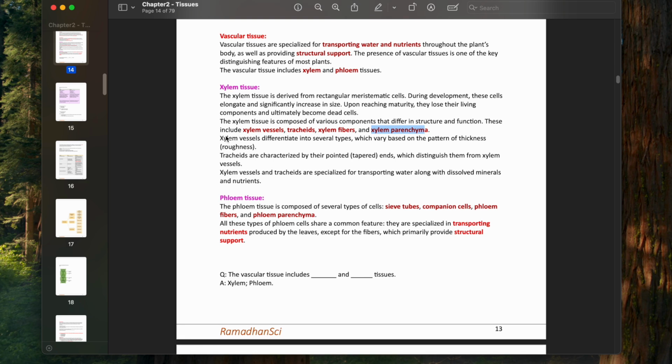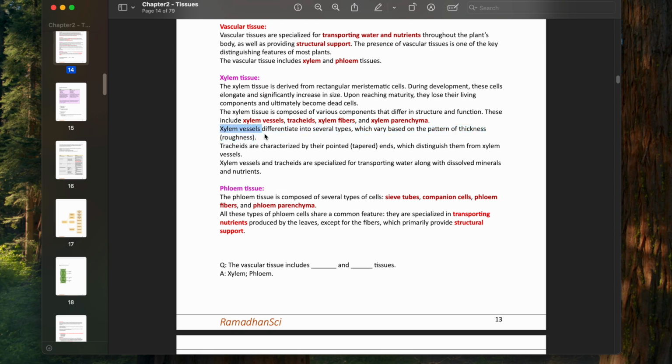The xylem vessels differentiate into several types, which vary based on the pattern of thickness or roughness. This point here is very important because when we compare the xylem tissue with the phloem tissue, we have to mention this. This is a fact that we need to mention, because this type of differentiation does not occur in the phloem tissue. It's specific to the xylem tissue. So this is a comparison point we're making with the phloem tissue. That's why we have to know every line and not skip anything.